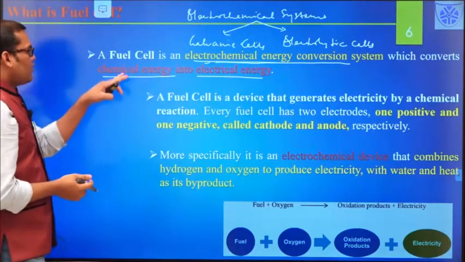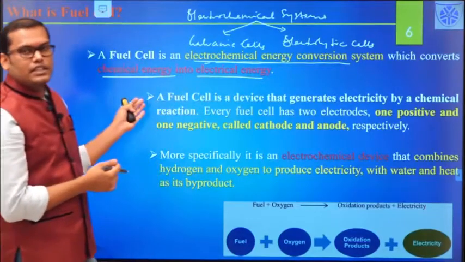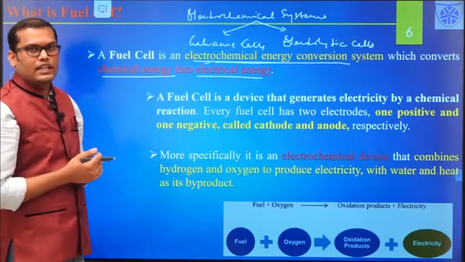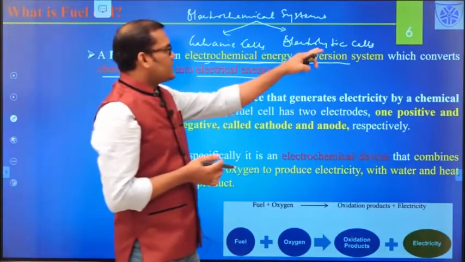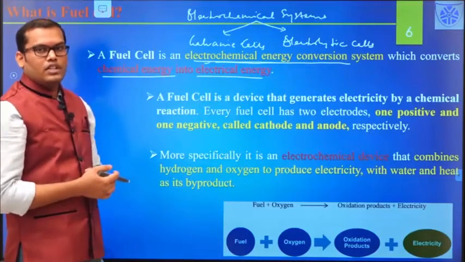That means one of the energy will be converting to electrical energy. So here it is chemical energy converting to electrical energy. That means it is work done by the system. So you are getting energy. But in case of electrolytic cells, you have to give the energy to work on the system, right?